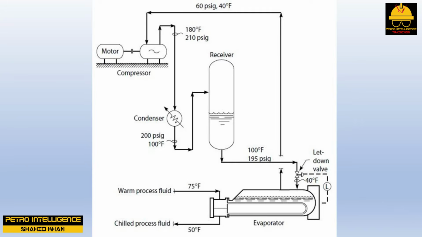Hence, suction throttling will significantly reduce the horsepower load on the compressor, as well as increase the evaporator temperature for a motor-driven compressor. Suction throttling is usually done with a butterfly control valve, which has a very low pressure drop when it is wide open.